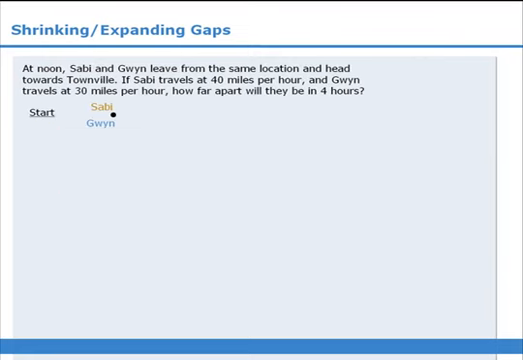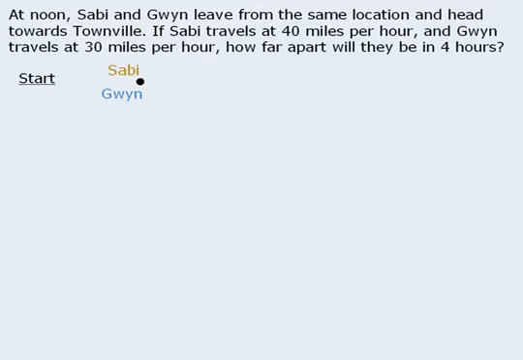Okay, now let's try another question. Here we are told that Sabby and Gwyn leave the same location at the same time and head towards Townville. Sabby travels at 40 miles per hour and Gwyn travels at 30 miles per hour, and we want to determine the distance between them after 4 hours.